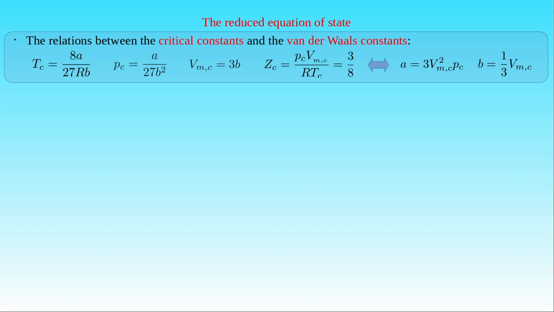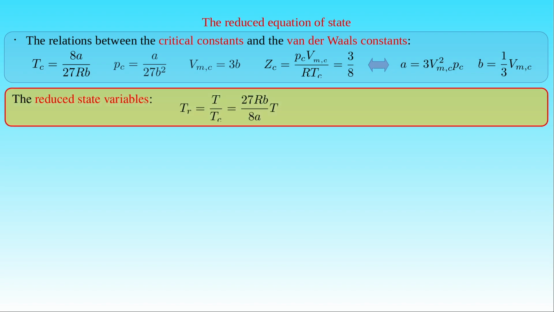We therefore introduce a set of dimensionless variables describing the state of a van der Waals gas by normalizing its temperature, pressure and molar volume with their corresponding critical values. These dimensionless variables, called the reduced state variables of a van der Waals gas, are the following. The reduced temperature T_R, defined by the ratio of the absolute temperature T of the gas to its critical temperature Tc, is equal to 27 times R times B over 8 times A, times T.